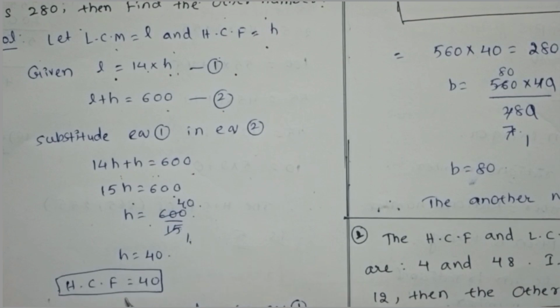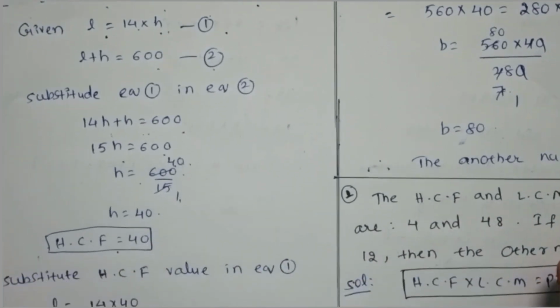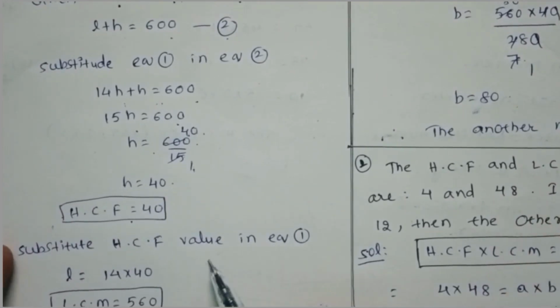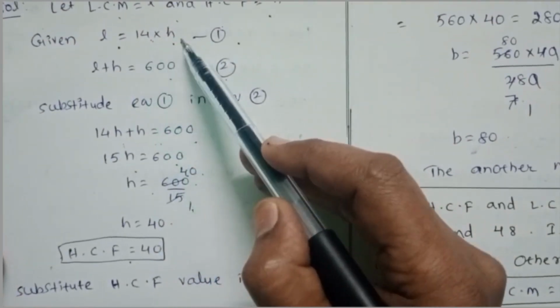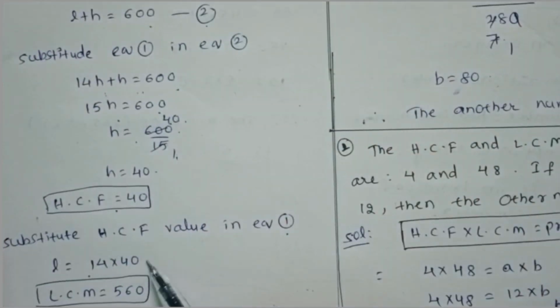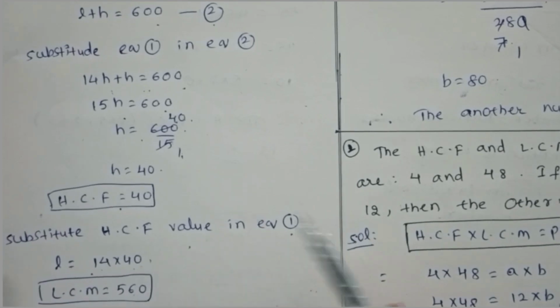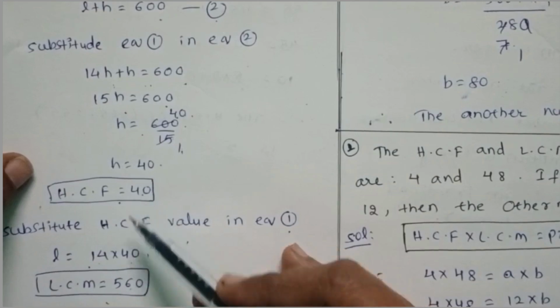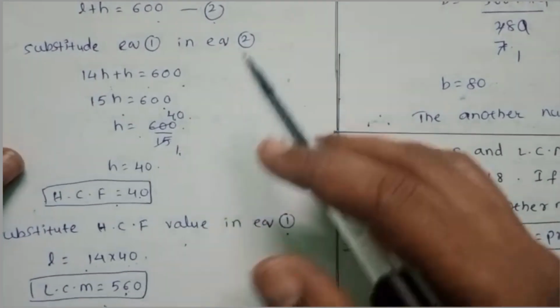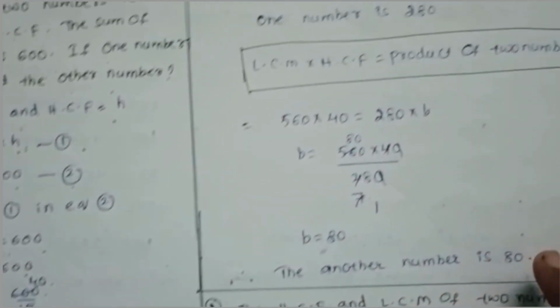Now, we know the HCF but we don't know the LCM. Then, substitute this HCF value in equation 1. L is equal to 14 into H, so 14 into 40. That is equal to 14 fours are 56, 0. So, 560 is the LCM. Now, we know the HCF and LCM. Here the given one number is 280.